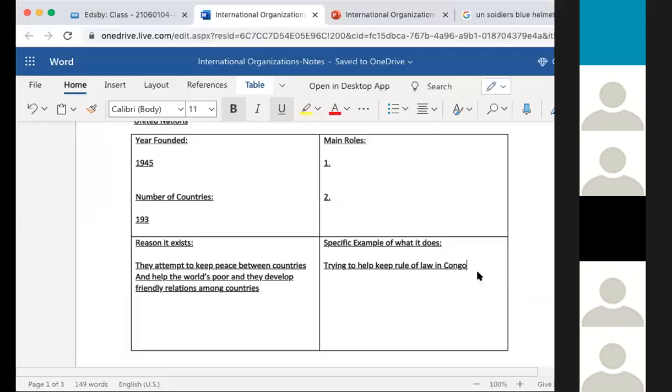So going back to our notes here, what would I put for main roles? What would be a main role of the UN?